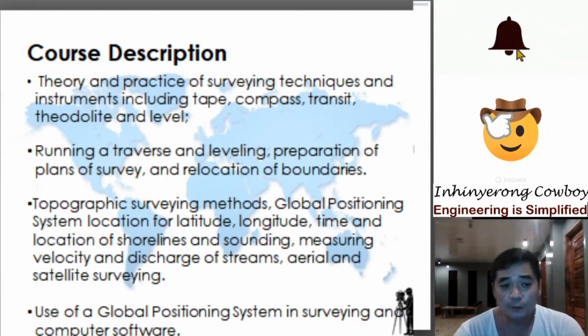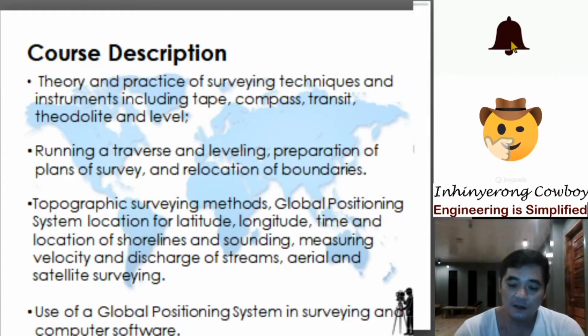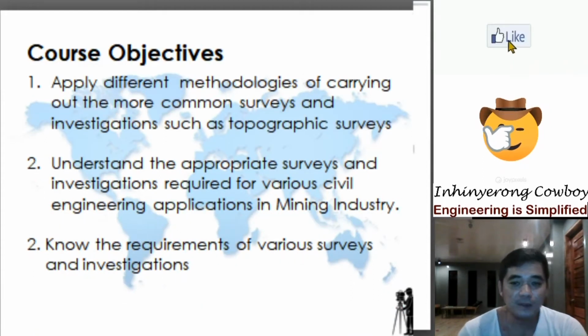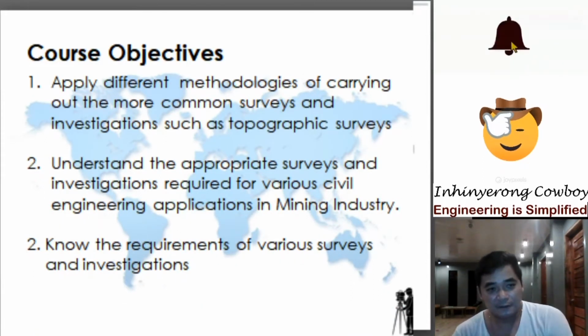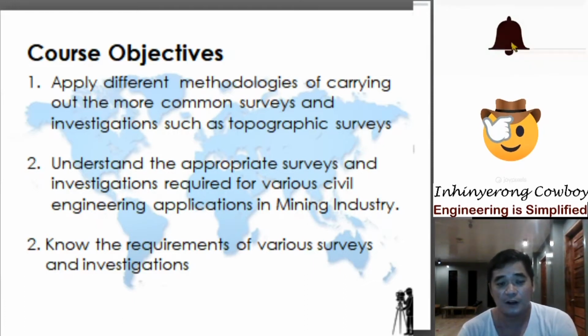Number 3, topographic surveying methods, the GPS location for latitude, longitude, time and location of shorelines and soundings, measuring velocity and discharge of streams, aerial and satellite surveying. Then lastly is the use of the global positioning system, or widely known as the GPS, in surveying and computer software.